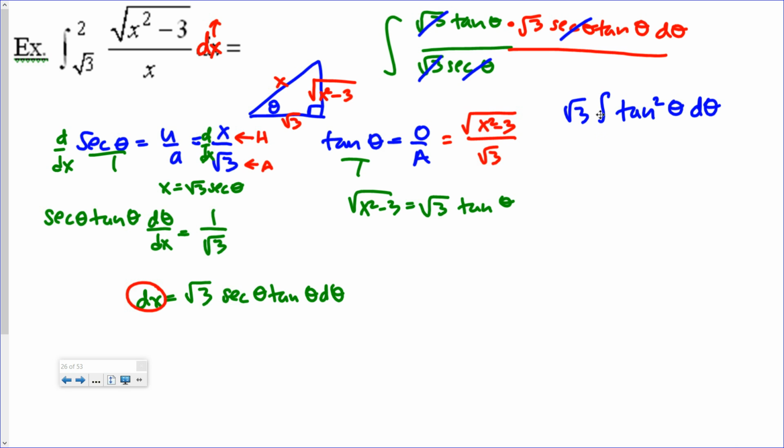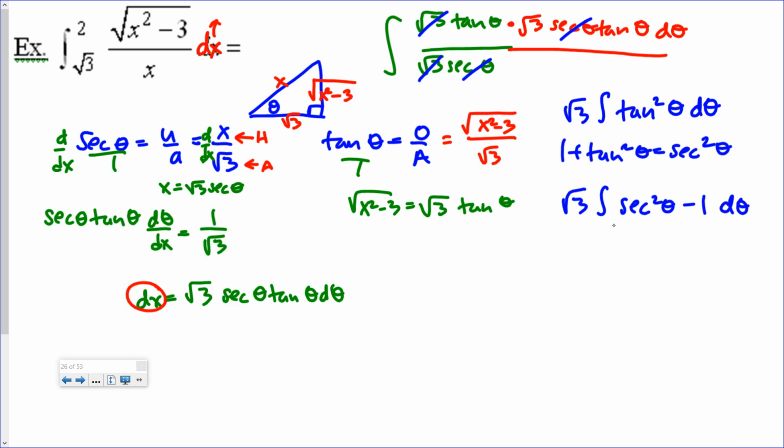What I have to think about is this on my pink sheet. Is this integral of tangent squared theta d theta something I can solve? It actually isn't on my pink sheet. So what can I do? How can I manipulate this tangent squared theta somehow that I can actually take the integral by hand? What I have to remember is that 1 plus tangent squared theta is actually equal to secant squared theta, right? So this can be rewritten as the square root of 3 times the integral of secant squared theta minus 1 d theta.